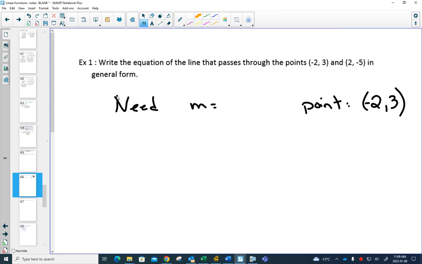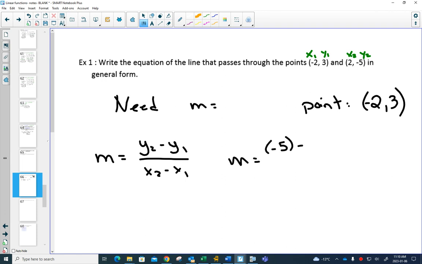But we don't have the slope. But we do have a slope formula that says slope is rise over run. And again, like we did before, I would write x1, y1 over the first point, x2, y2 over the second point. So when I go to plug these in, y2, which is -5, minus y1, 3, over x2, which is 2, minus x1.